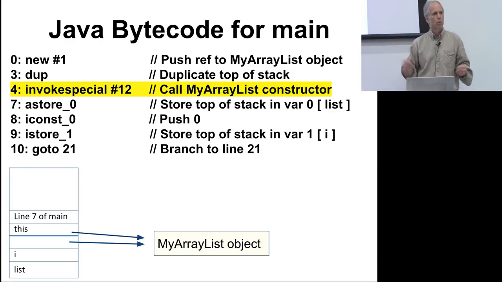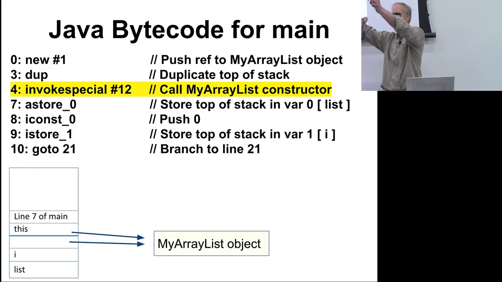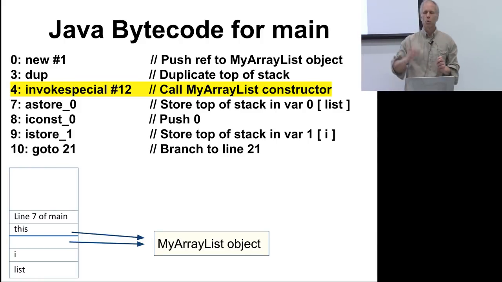And now the constructor will run. So we're going to go to the first bytecode instruction for the constructor and start running. When it returns, which instruction will run next? What's the Java virtual machine going to do when the constructor says return? Return to whoever called me.